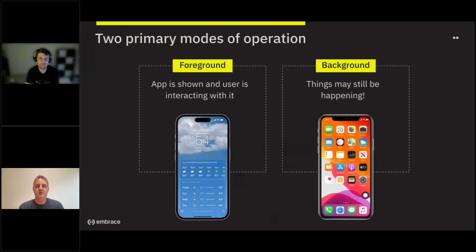So as I mentioned, there are two primary modes of operation. There's the foreground mode, which is pretty straightforward. The app is, as the name would imply, in the foreground, and maybe you're just viewing it, maybe you're actually interacting with it. It doesn't really matter if it's displayed, it's in the foreground. But the background is also a really important component of how an app operates.